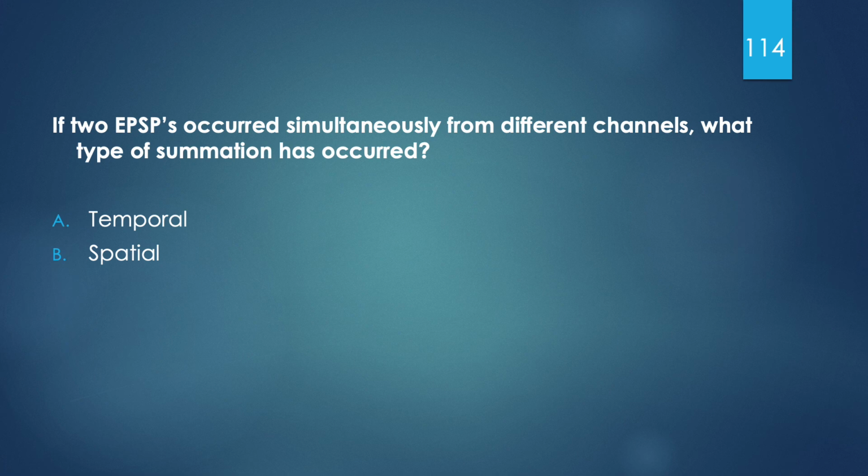Okay, another pop quiz. If two EPSPs occurred simultaneously from different channels, what type of summation has occurred? Is it A, temporal, or B, spatial? Well, I always go back to my idea of thinking that temporal is like nagging, so it's like asking over and over again the same question. Whereas spatial allows for power in numbers, right, to occur at the same time. So the key word here is simultaneously in this question. If two are occurring simultaneously, they can't be happening in tandem one after another. It's happening at the same time. So that means the correct answer is B, spatial summation.